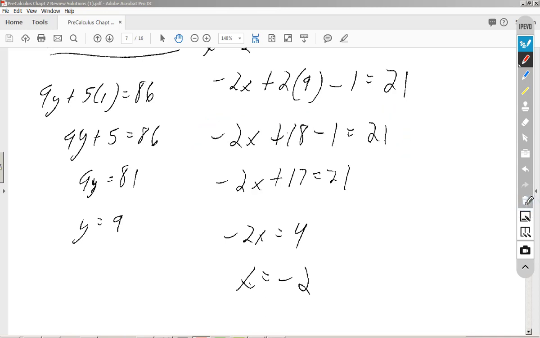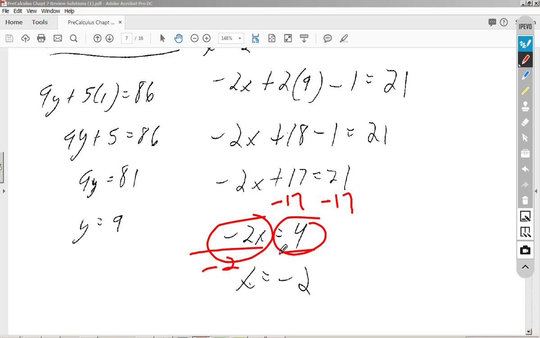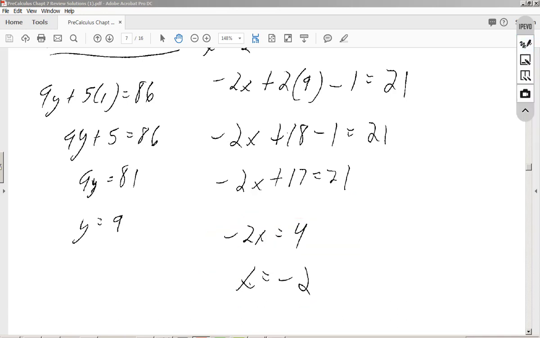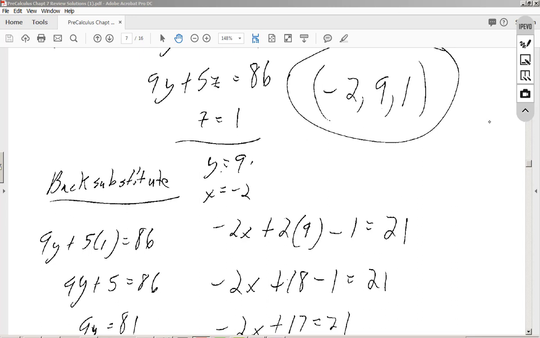Combining my like terms, 18 minus 1 gives me 17. Go ahead and subtract 17 from both sides. So 21 minus 17 gives me 4. So I have negative 2x all equals 4. I divide both sides by negative 2. And I get x is equal to negative 2. So there's my ordered triplet that satisfies all three of those equations.